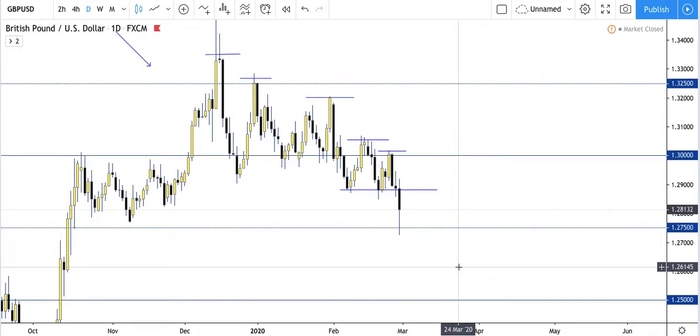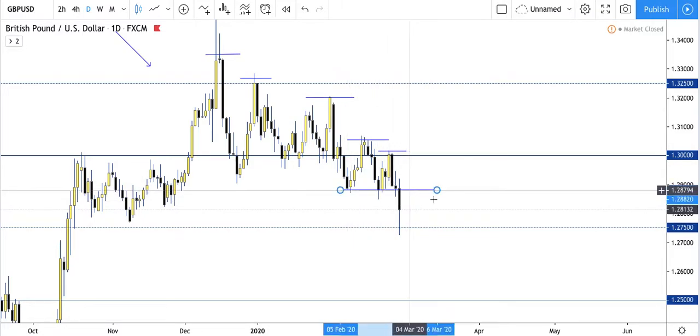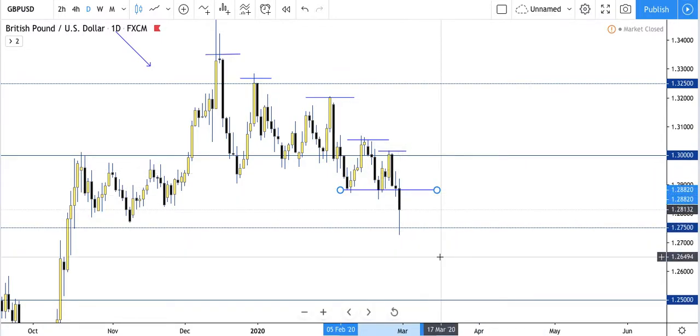Another confluence we can add is a series of lower highs being formed here, where we have 1, 2, 3, 4, 5 lower highs. And then we also had enough bearish momentum and bearish pressure to close below this mini level of support at 1.28820. So on Friday we had a huge push to the downside.